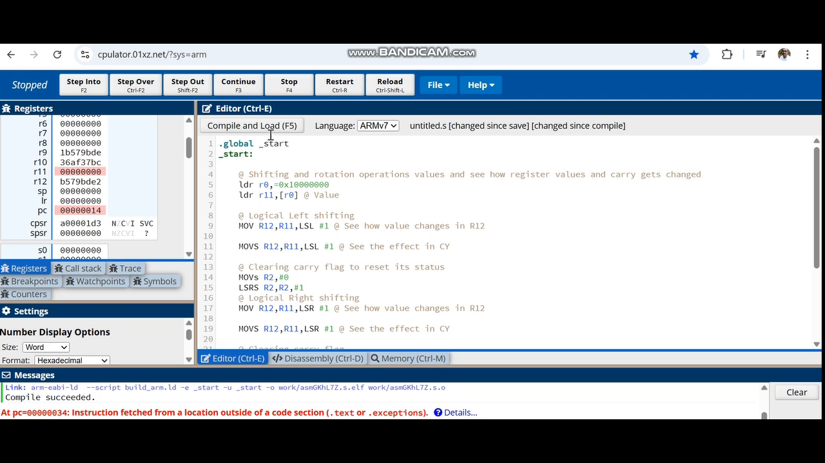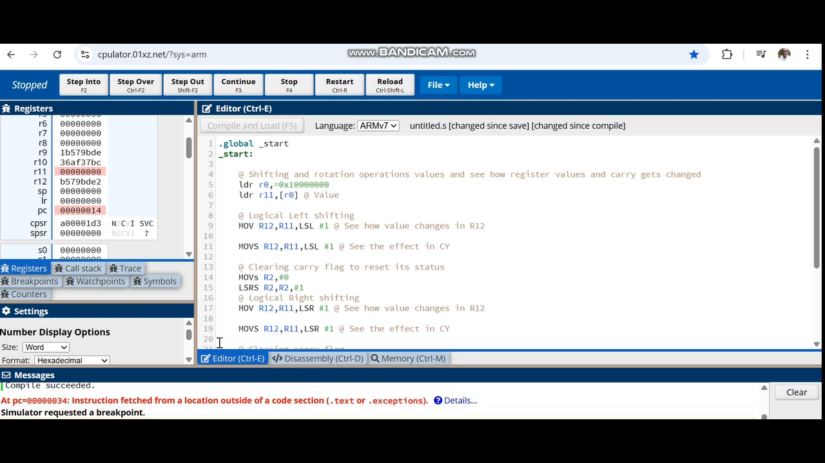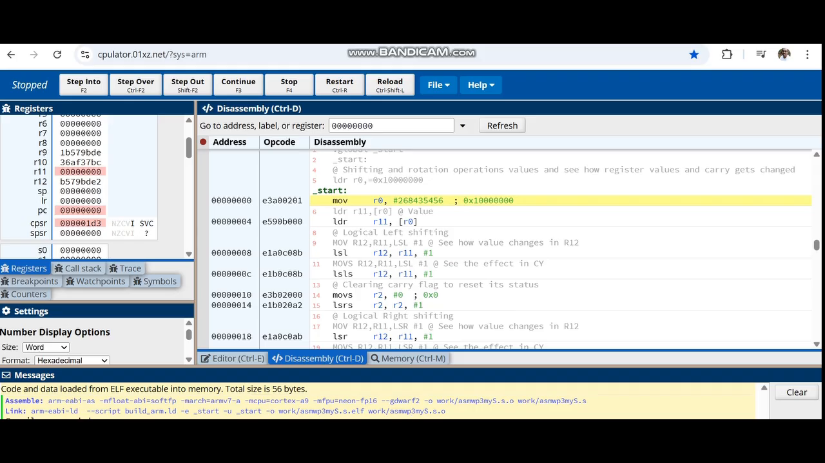So let us compile and load and see whether there are no errors. So the compile succeeded, there are no errors. So now the first line is where the cursor is; the cursor is waiting for execution in the disassembly window. Now let us do line by line.